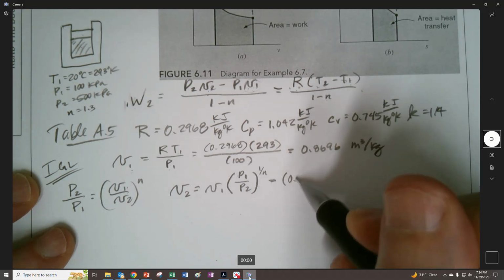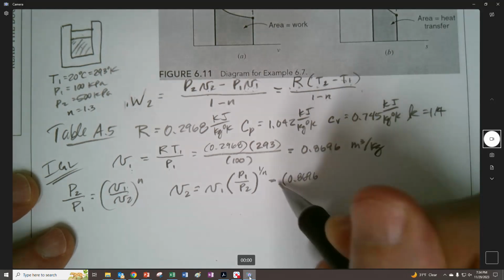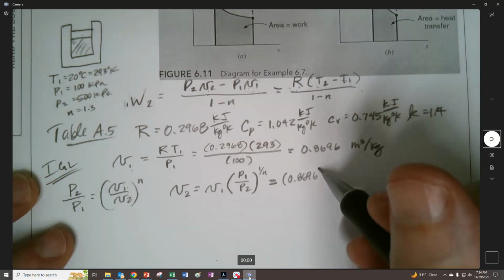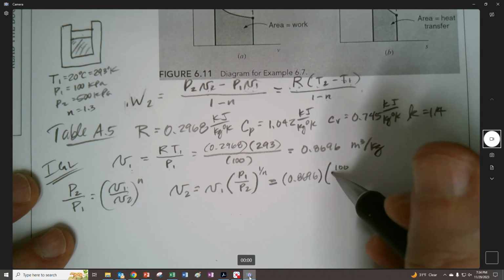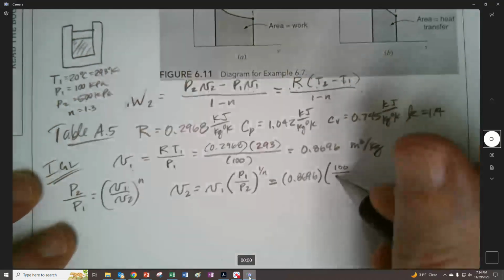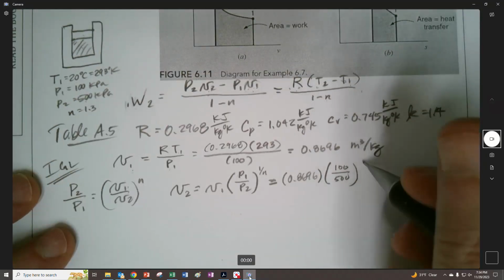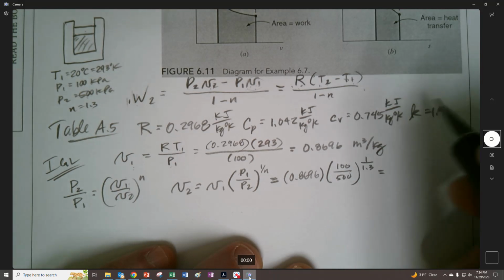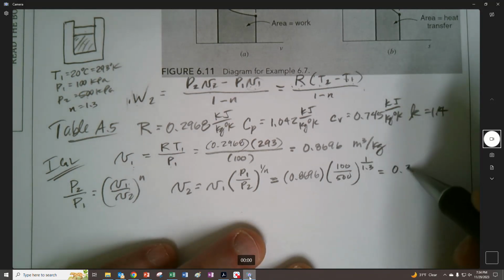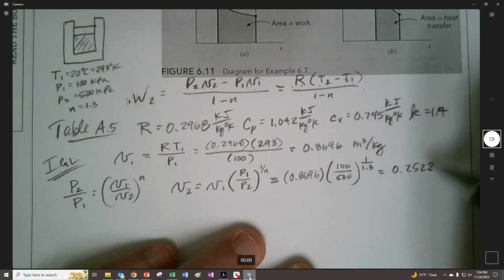And so we got V2 equals 0.8696, times 100 over 500, raised to the 1 over 1.3. And we're going to probably expect a smaller value, and sure enough, we've compressed it, so that makes sense that the volume is going to be less.